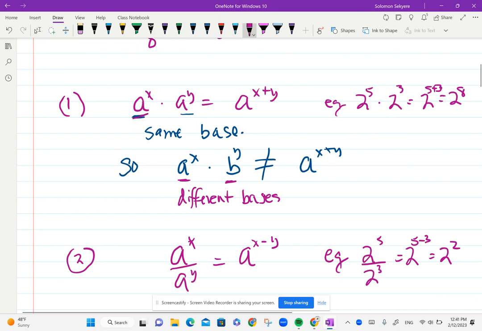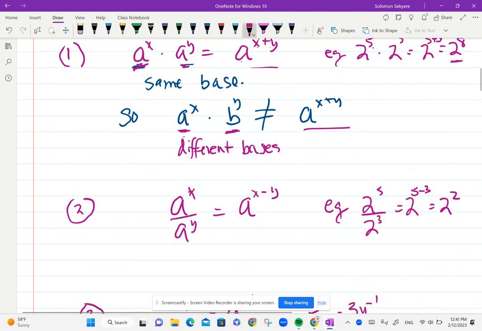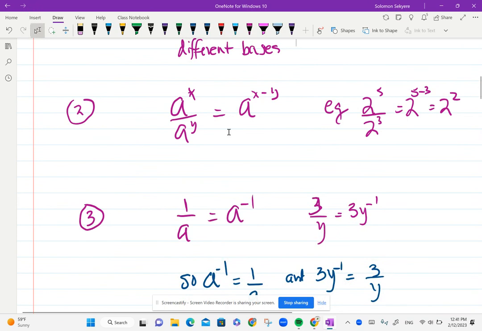Anyway, some laws of exponents. If I have a to the power x times a to the power y, the same base, what I do is the same as a to the power, I add the exponents. For example, 2 to the power 5 times 2 to the power 3 is 2 to the power 8. But if you have different bases, then you cannot add the exponents. That's when the same base and they are multiplying. The same base, if they are dividing, you subtract the exponents. 2 to the power 5 divided by 2 to the power 3 is 2 to the power 5 minus 3, which is 2 squared.